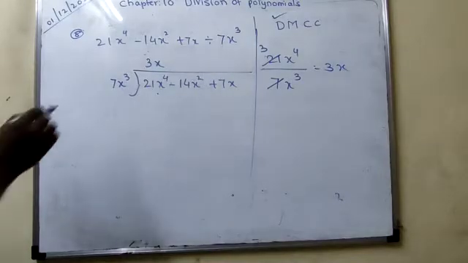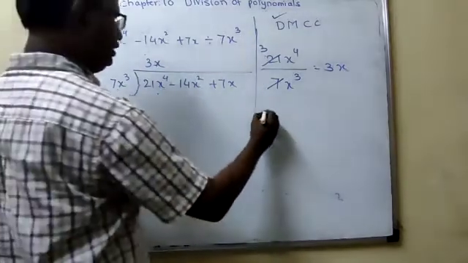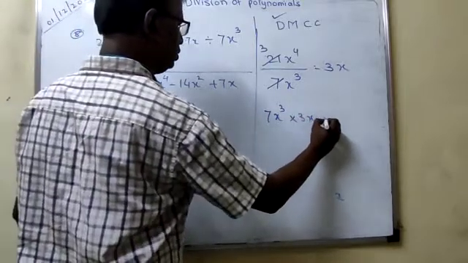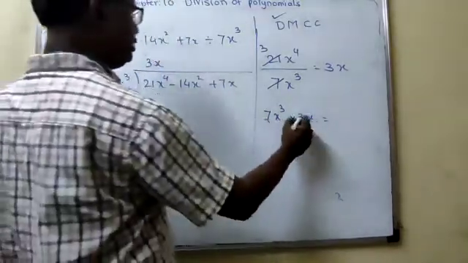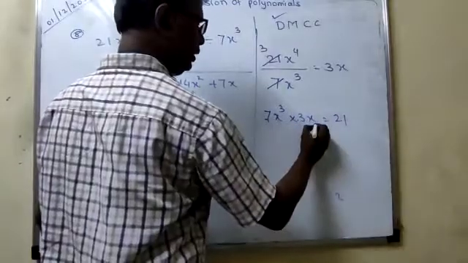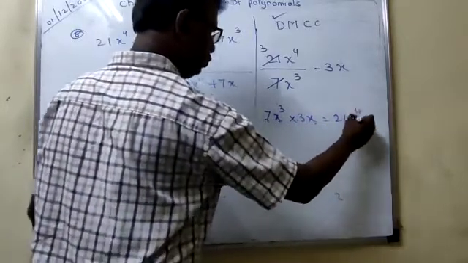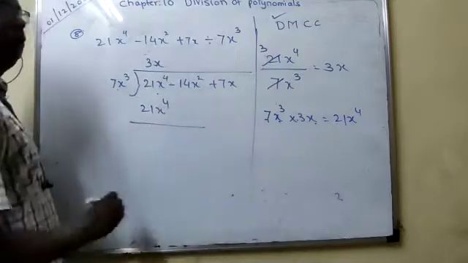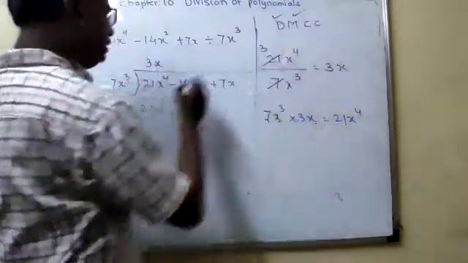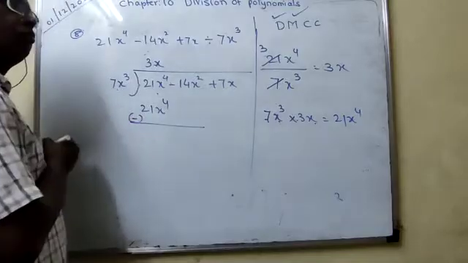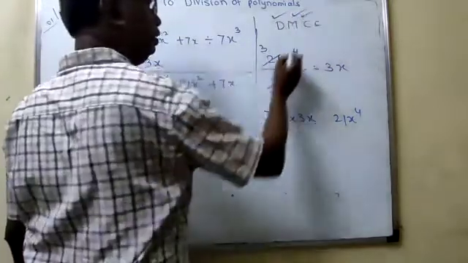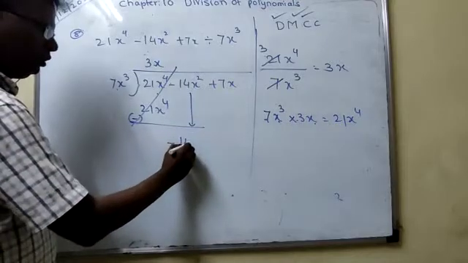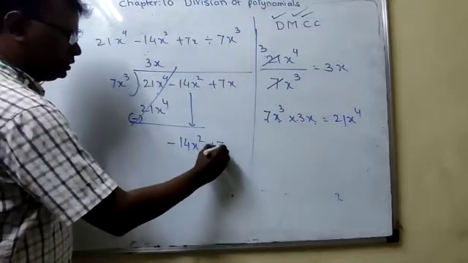Next you have to multiply this into this. That is 7x cube into 3x. 7 3s are 21. X cube into x is x raised to 4. Multiply over. Now change the sign. Change the sign also over. Now cancellation. Now what is remaining? Minus 14x square plus 7x.